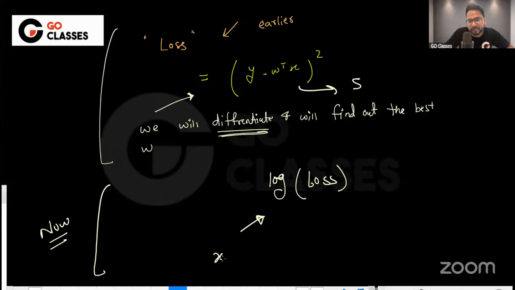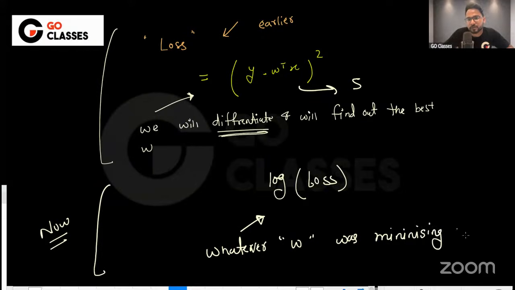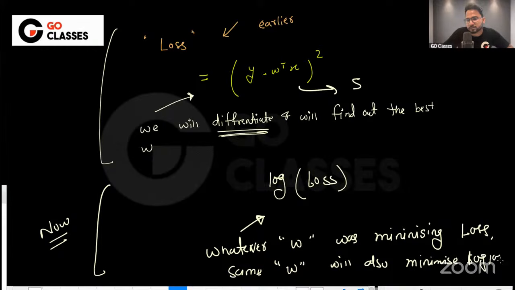So whatever w was minimizing the loss earlier, the same w will also minimize the log loss.